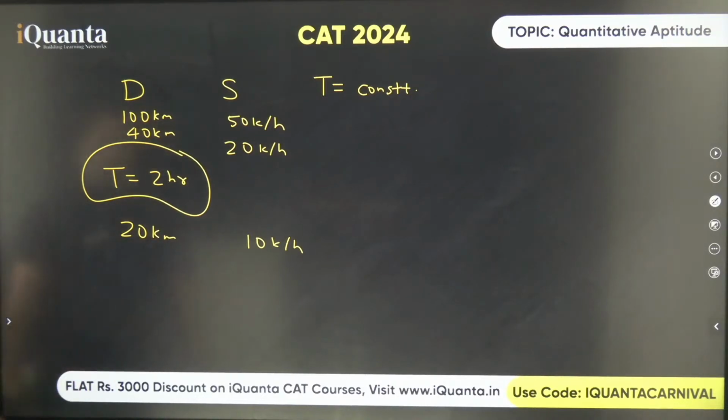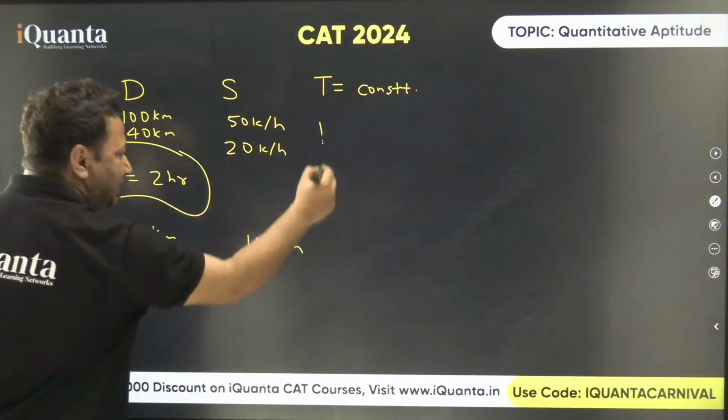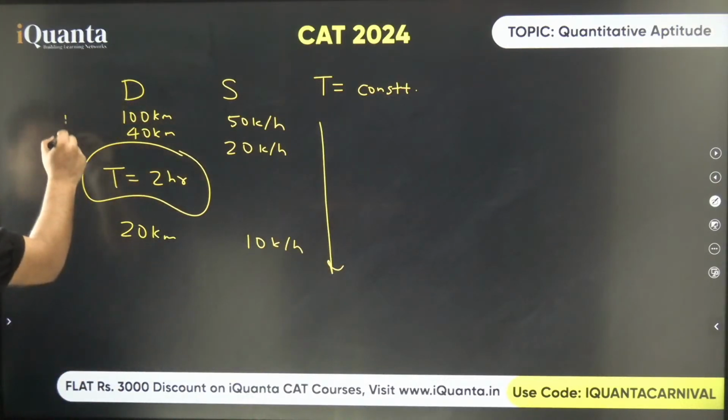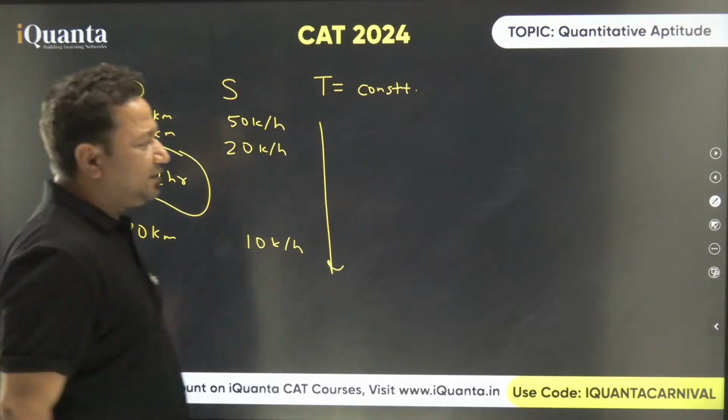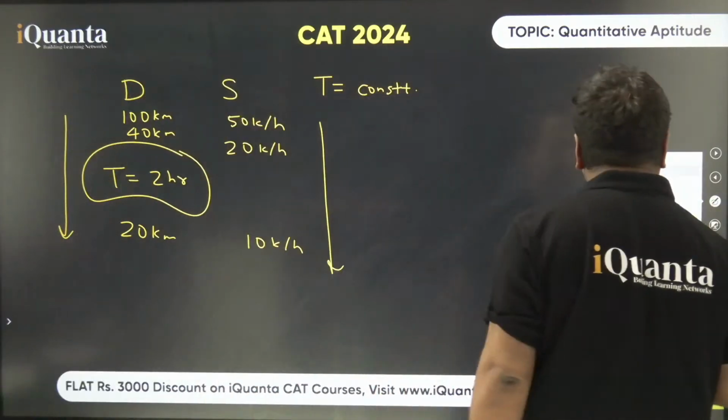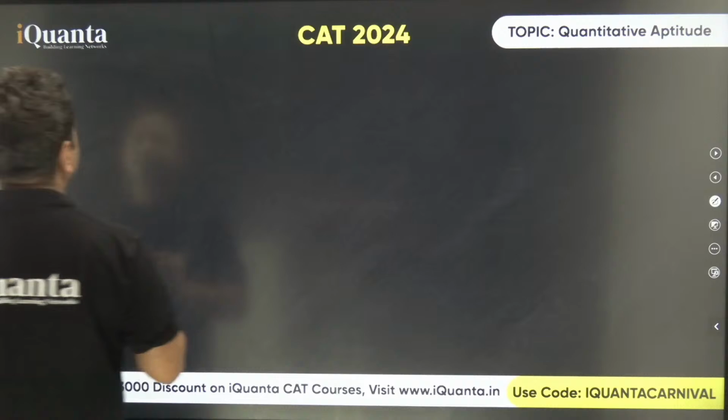So we can see as the speed is decreasing in my example, distance covered is also decreasing. Both are decreasing or increasing simultaneously. That means that when time is constant, distance and speed will be in direct proportion. Is that clear?